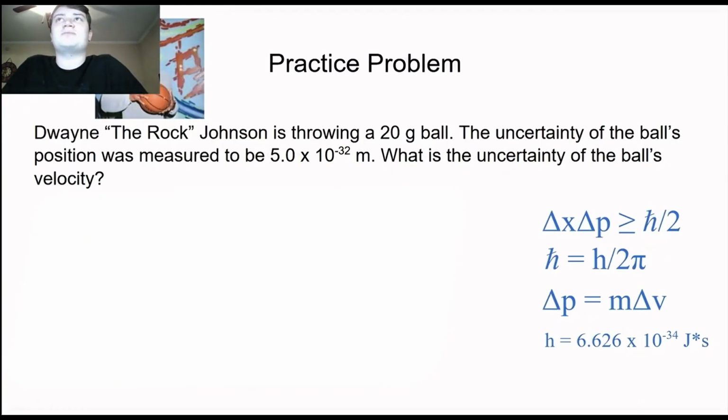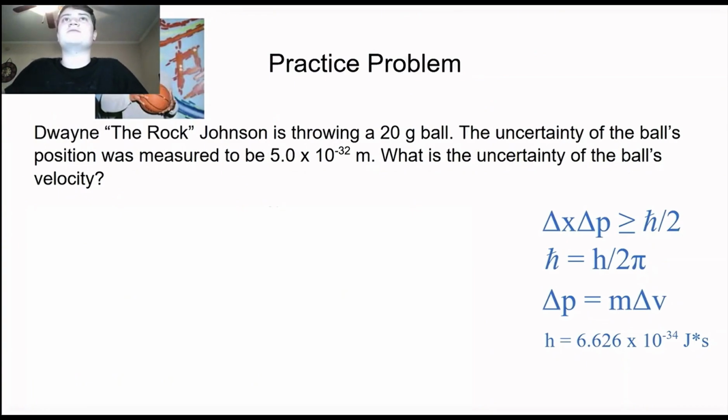Let's say some random guy, who we will call Dwayne The Rock Johnson, throws a 20-gram baseball. Baseballs are easy to see, so we know the position of the baseball with an uncertainty, or delta x, of 5.0 times 10 to the negative 32 meters. We want to know the uncertainty in the baseball's velocity.